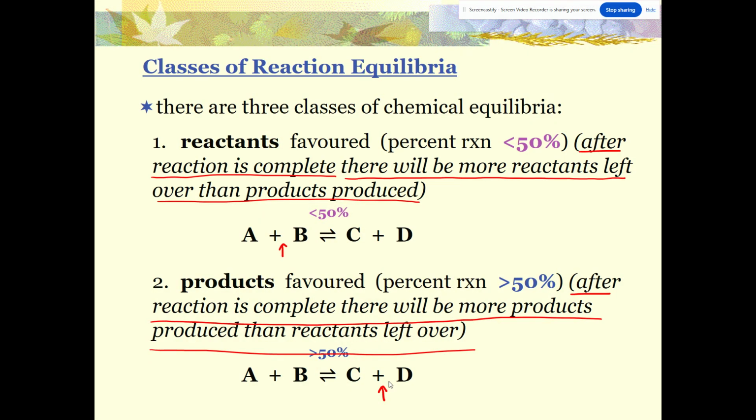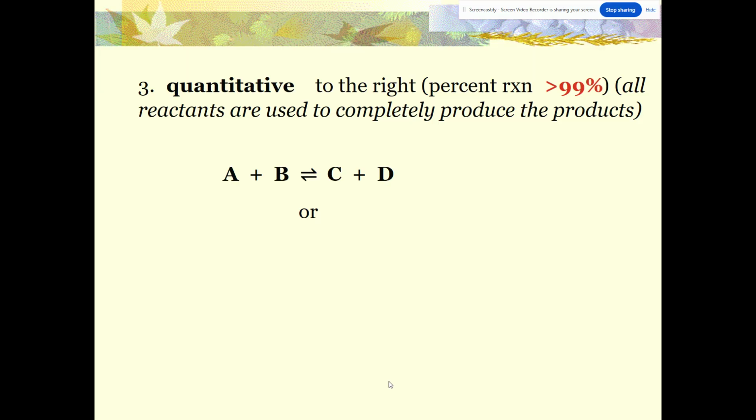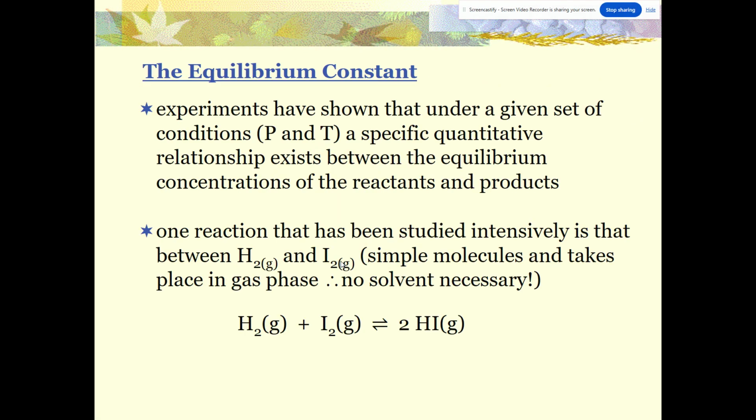The last type of equilibrium you can have is what we call quantitative, which is kind of what we always assumed our reactions to be, where all the reactants are gone and you're producing 100% products. In this reaction, you can actually use a straightforward arrow, only if the reaction is said to be quantitative.